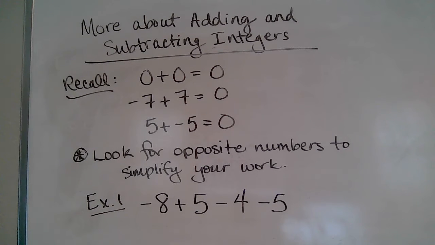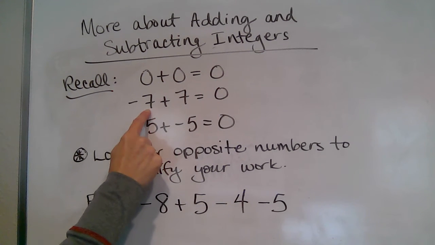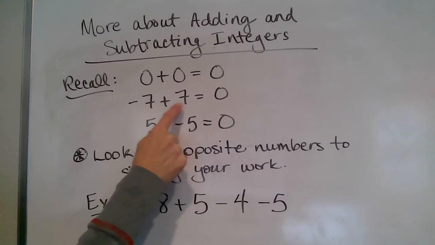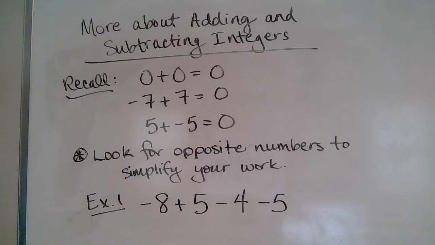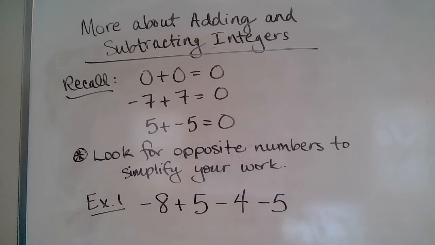I wanted to give you a little bit more about adding and subtracting integers just to simplify some of the more complex problems you might see. And the key to simplifying them is in the fact that 0 plus 0 is 0. And then when you have opposite numbers, a negative number and a positive number that have the same absolute value, their sum is 0. So negative 7 plus 7 is 0, 5 plus negative 5 is 0. So you want to use that to help you simplify your problem. So look for opposite numbers to simplify your work.